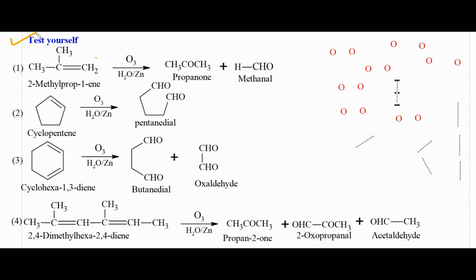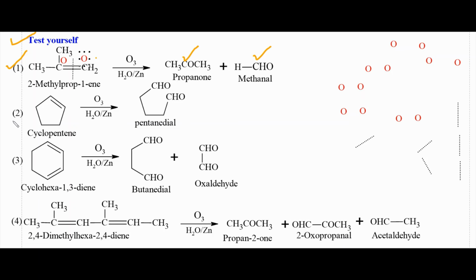Now I am giving some questions for testing yourself. If you are able to do all these questions, then you will become more confident for facing competitive examinations. First one, methylprop-1-ene, when it is subjected to ozonolysis, what are the products obtained? Here we apply the trick, breaking the double bond, then attaching an oxygen atom to each fragment. So the left side fragment becomes CH3COCH3, propanone or acetone. The right side fragment is CH2O, which is nothing but HCHO, methanal.